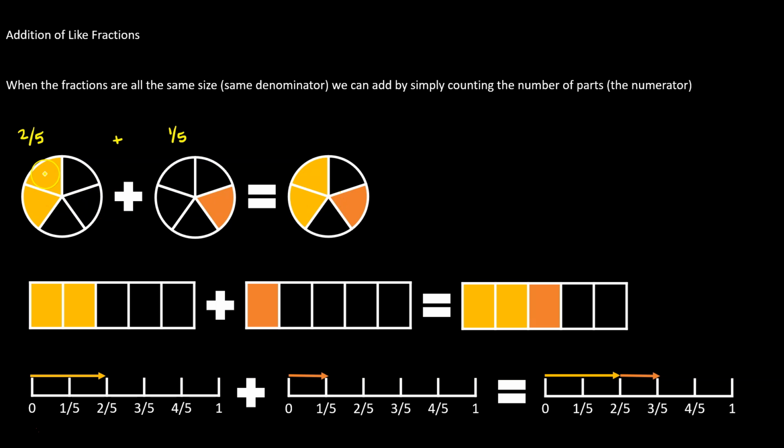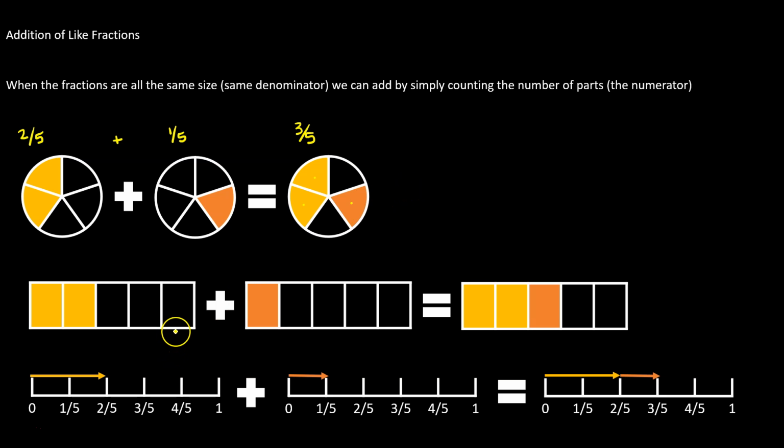We've got the yellow pieces combined with the orange pieces, and we're able to combine those into one circle. Notice that the yellow and the orange pieces are the exact same sizes, which is why we're calling them like fractions. When we add them together, we can just count that we have 1, 2, 3 parts shaded out of the 5 parts that we would need to make a whole circle.